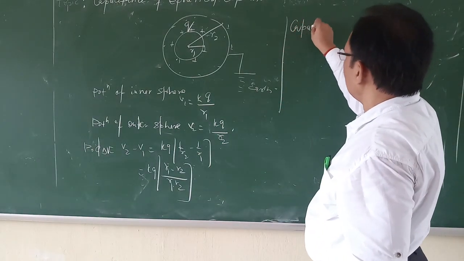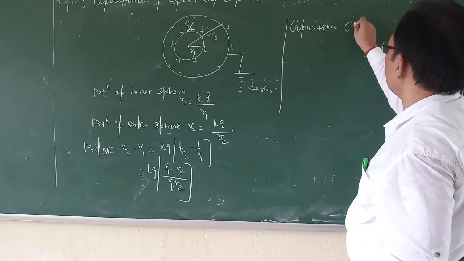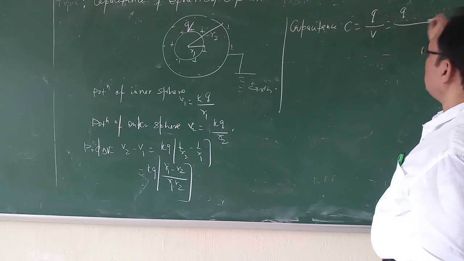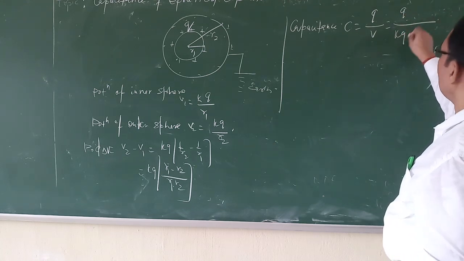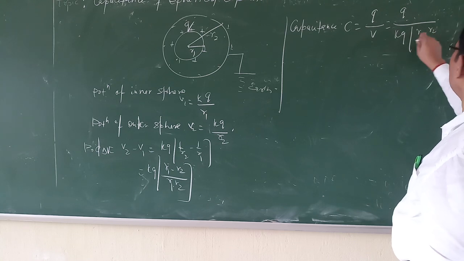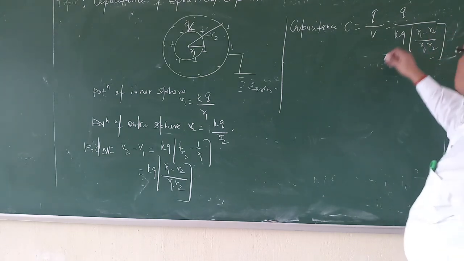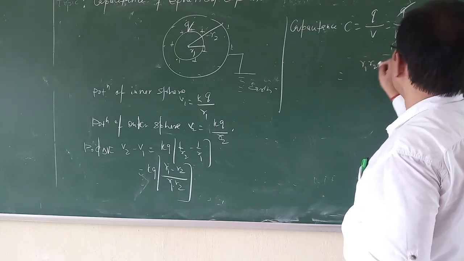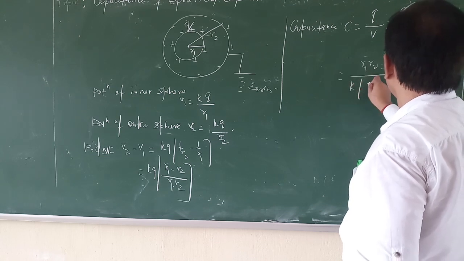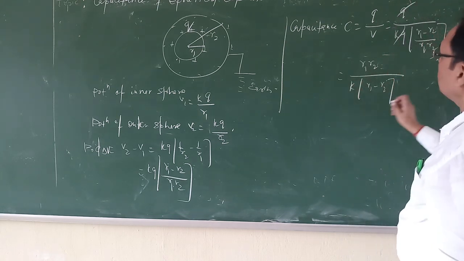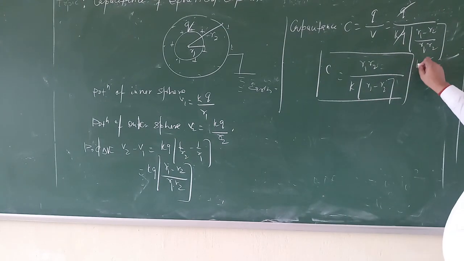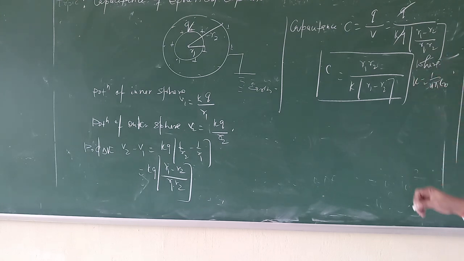So use the formula for capacitance C equal to Q by V. So here Q is the charge and this is the potential, KQ (R1 minus R2) by R1 R2. So Q cancelled. So this is R1 R2 by K (R1 minus R2). So this is the capacitance of a spherical capacitor where K equal to 1 by 4 pi epsilon naught.